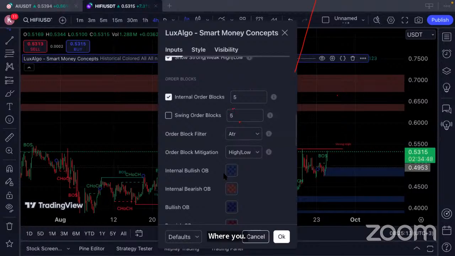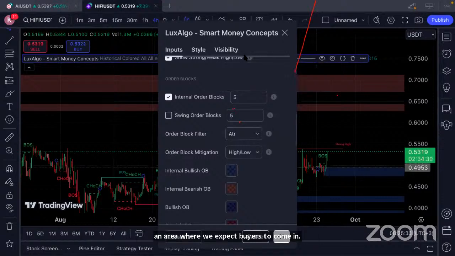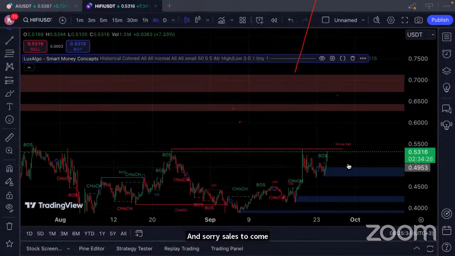Now, this indicator will show you internal order blocks. What are order blocks? It displays internal order blocks. An order block is an area where we expect buyers to come in. It's also an area where we expect sellers to come in. For example, for exercise.